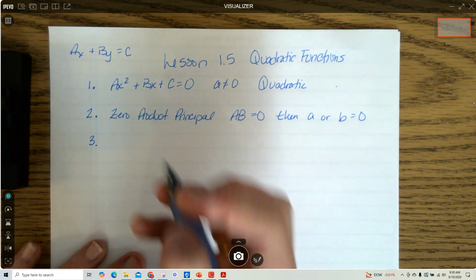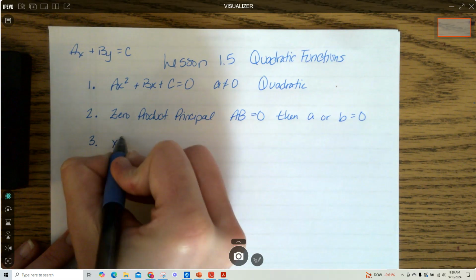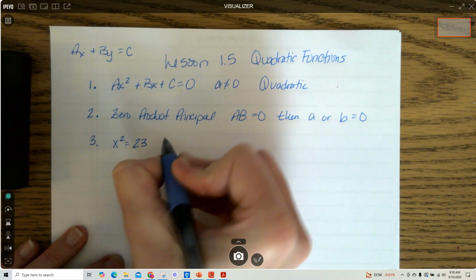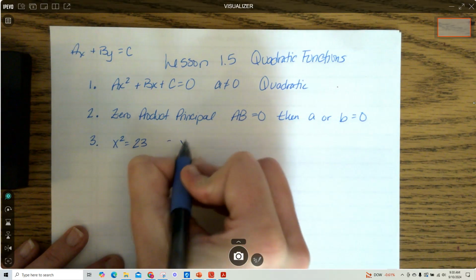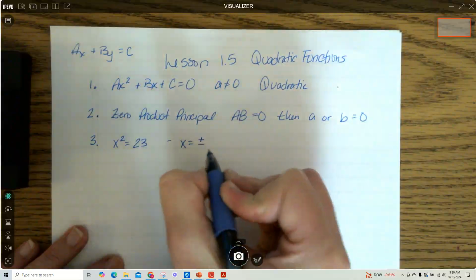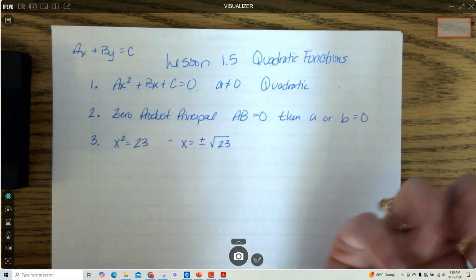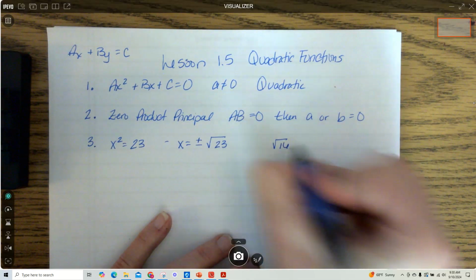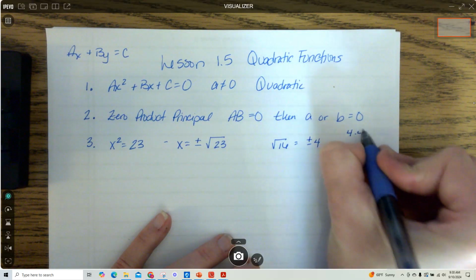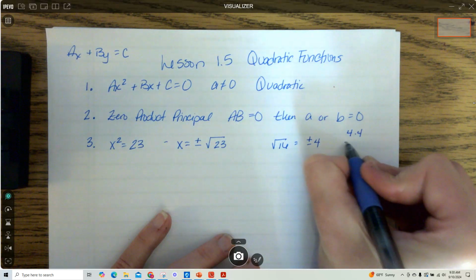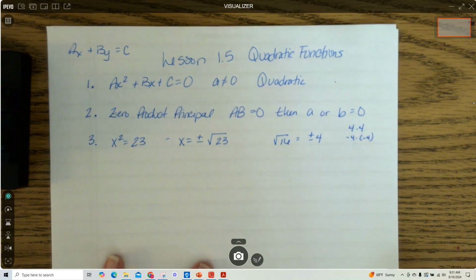All right, number 3. If x squared equals 23, then x equals plus or minus the square root of blank. Okay, so to get rid of a square, you square root. So x is going to equal, and square roots are always a positive and a negative. And then that won't simplify down. So like if I take the square root of 16, my answer is positive or negative 4, because positive 4 times positive 4 gives me a 16, and negative 4 times negative 4 gives me a positive 16. So two values with square roots.